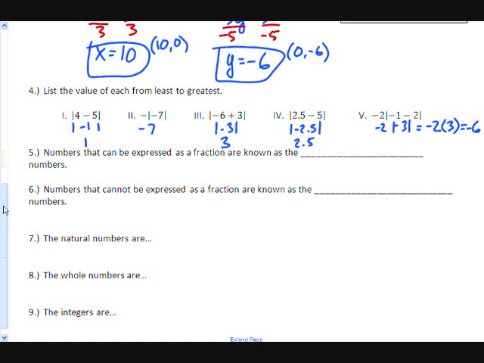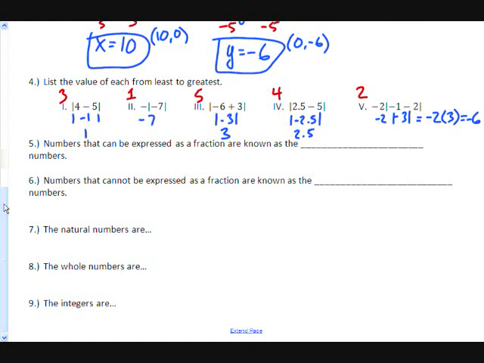So this would be my first value right here. The next one is the negative 6. This would be number 2. Listing them in order, the next one would be the 1. So this would be number 3. Then the 2.5, number 4. And then last, the largest one is number 3, which is that. So in order, it would be the number 2, the number 5, the number 1, the number 4, and the number 3. Okay?